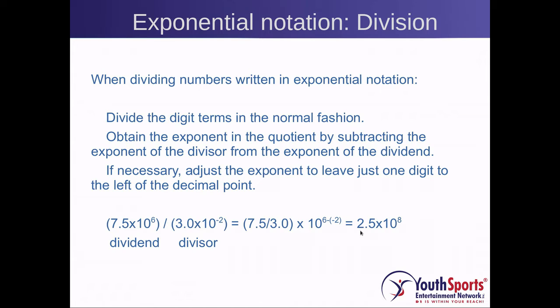Similarly, if you have to adjust the decimal point, for example, if we were dividing 75 by 3, we would end up with a 25. So we would have to adjust this to 10 to the 9. And then it will become 2.5 times 10 to the 9 if this was a 75 instead of a 7.5.